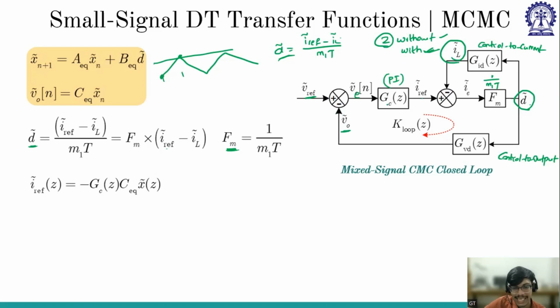So GC into minus V naught is my I reference. So I reference is GC into minus V naught. And I know V naught is what? C equivalent into Xn.